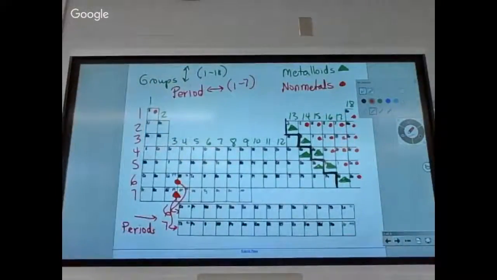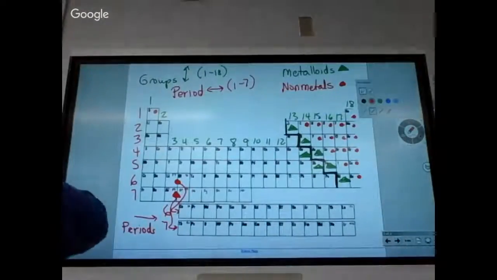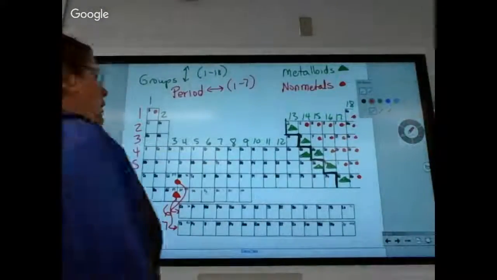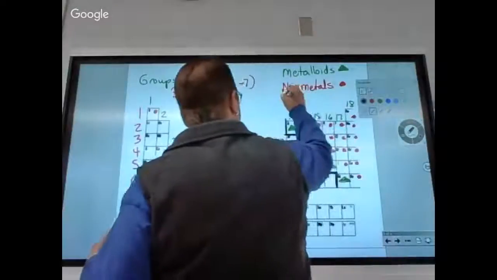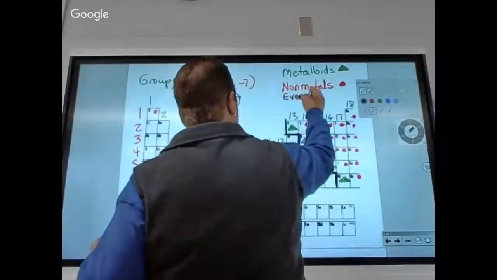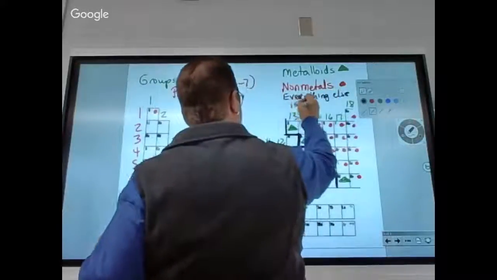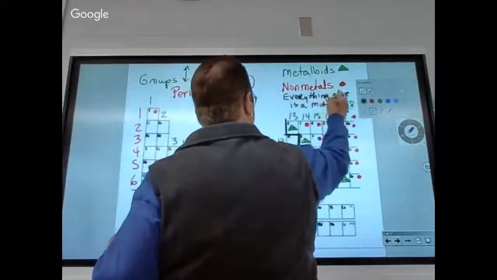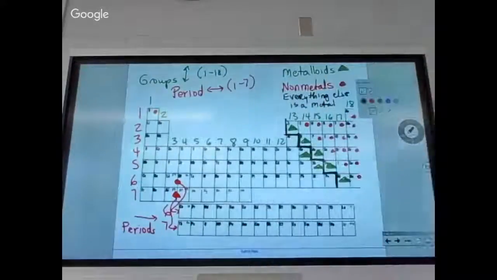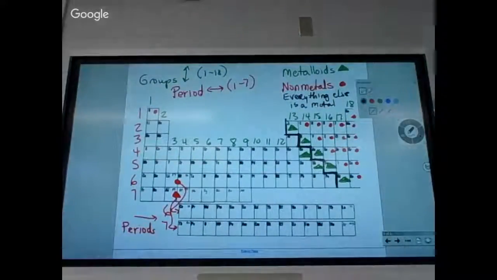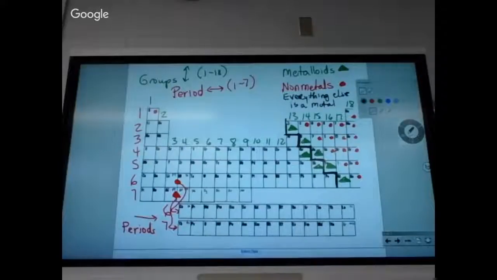Okay? Now, I typically do not color in the metals. I usually just put a little note. Everything else is a metal. Okay? Now, that leaves us with three things we have to do. We have to do the states, the oxidation numbers, and the outer shell electrons that we can do tomorrow.